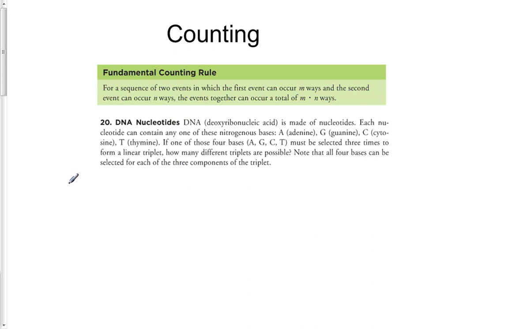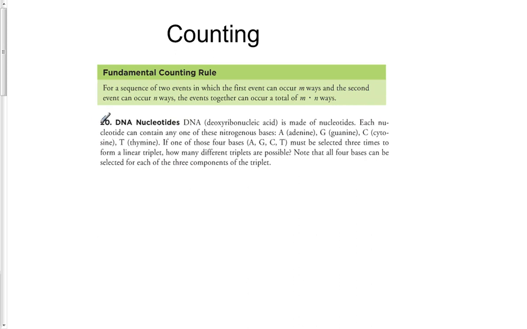Okay, so today we're going to discuss counting. And the first thing we're going to discuss is the fundamental counting rule. What this says is that for a sequence of two events in which the first event can occur m ways and the second event can occur n ways, together the events can occur a total of m times n ways. So let's take a look at an example and how we're going to apply this fundamental counting rule.